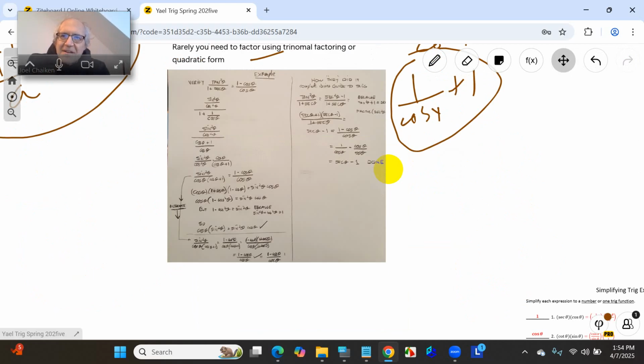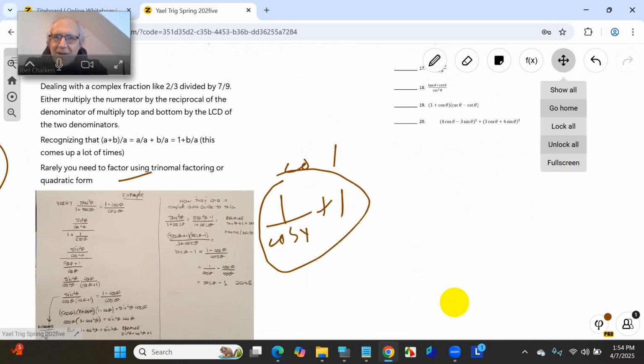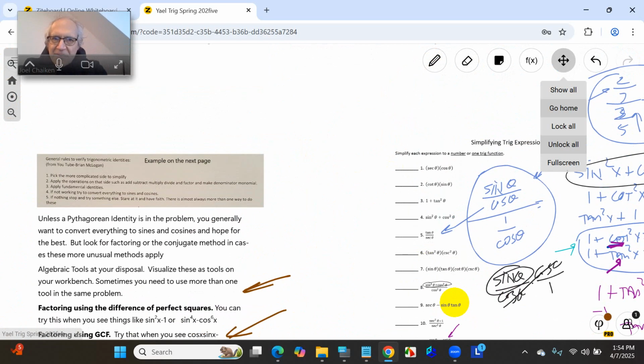That's it. So we did simplifying trig expressions and dealing with trig identities. And you have a slew of problems here to practice on, plus the few that your teacher gave.